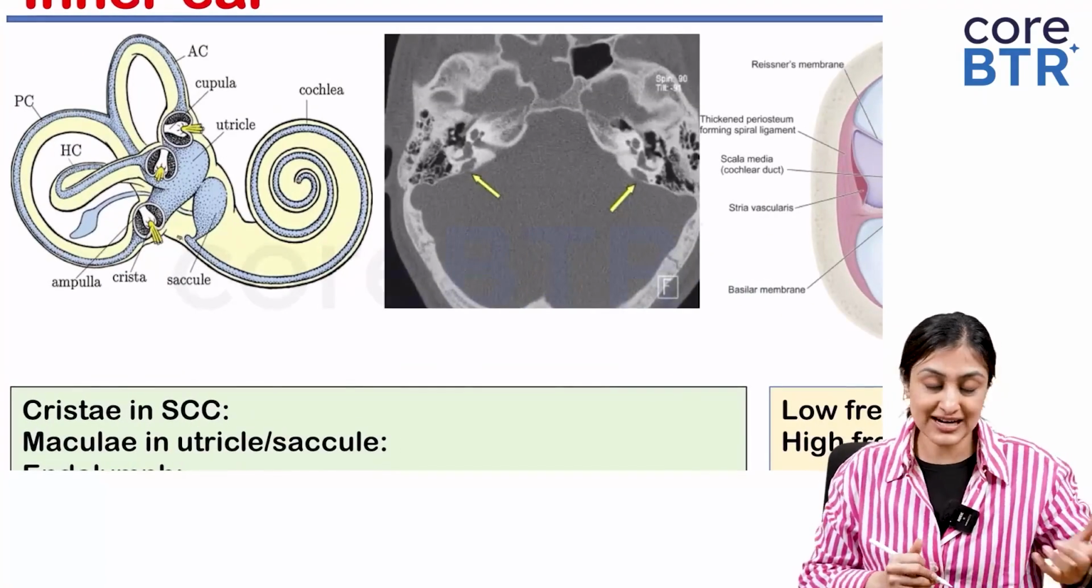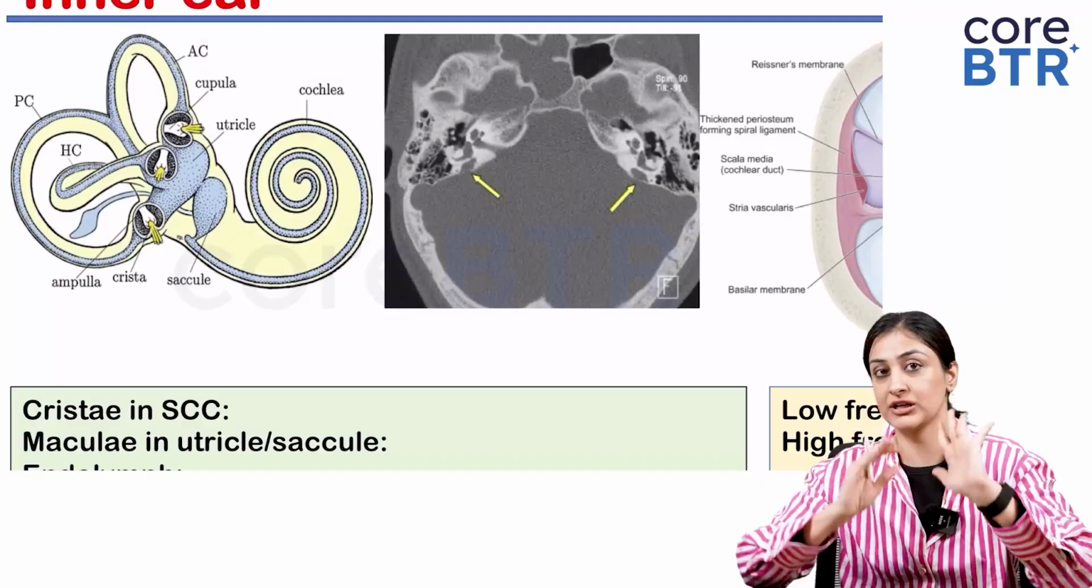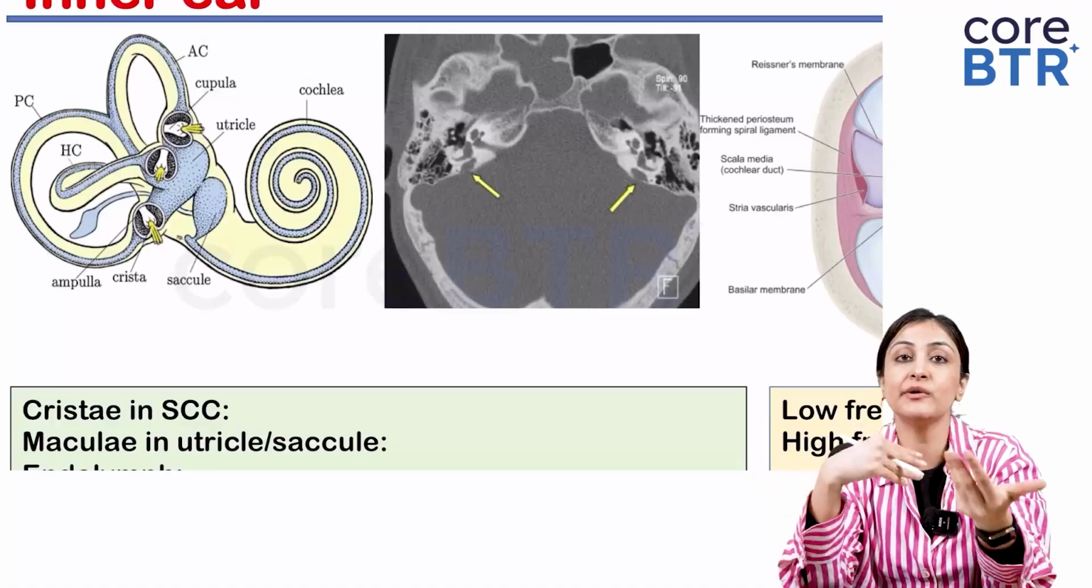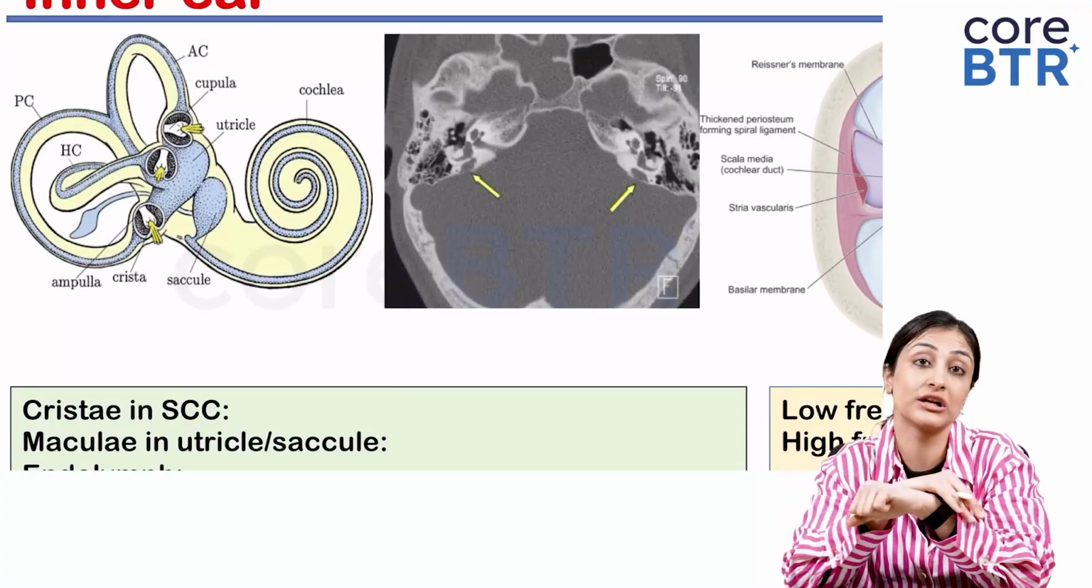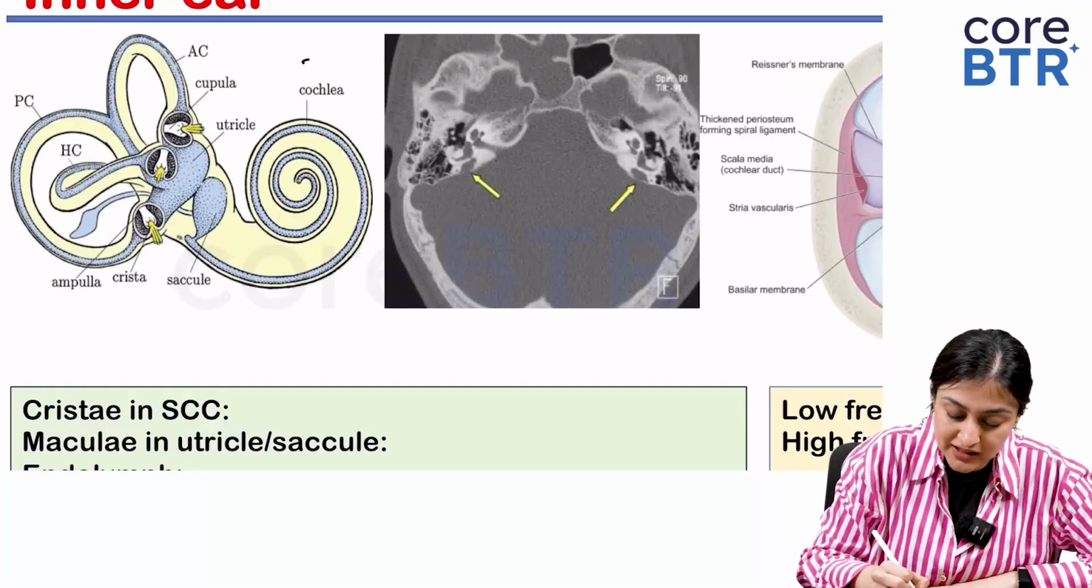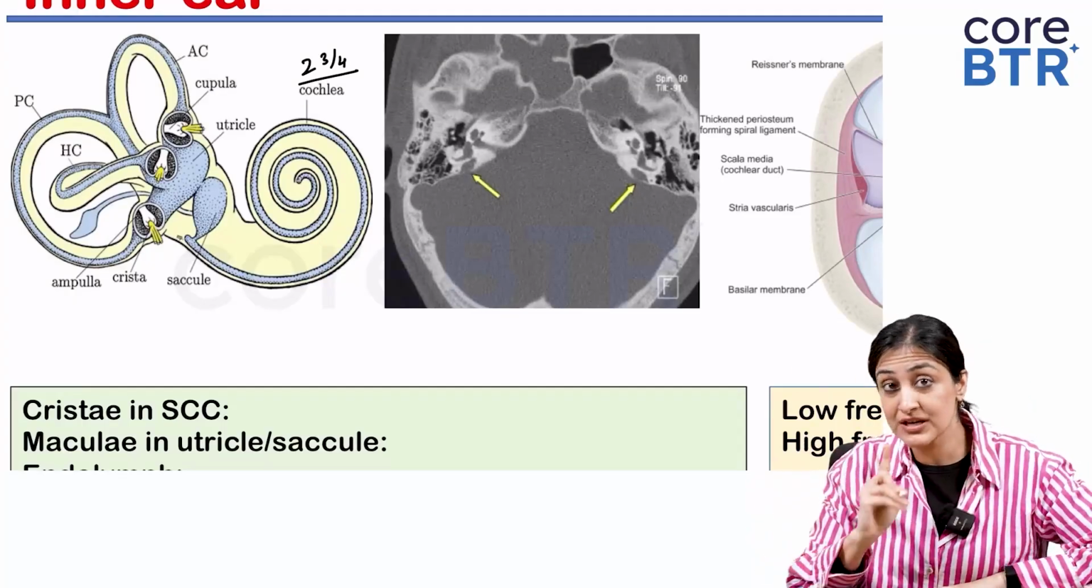So let's understand what the structures are. Three things essentially. We have the semicircular canals, we have the vestibule made up of utricle and saccule, and we have the cochlear duct. So can you see this cochlear duct forming 2.5, or to be precise 2 3/4 turns, it folds, right?